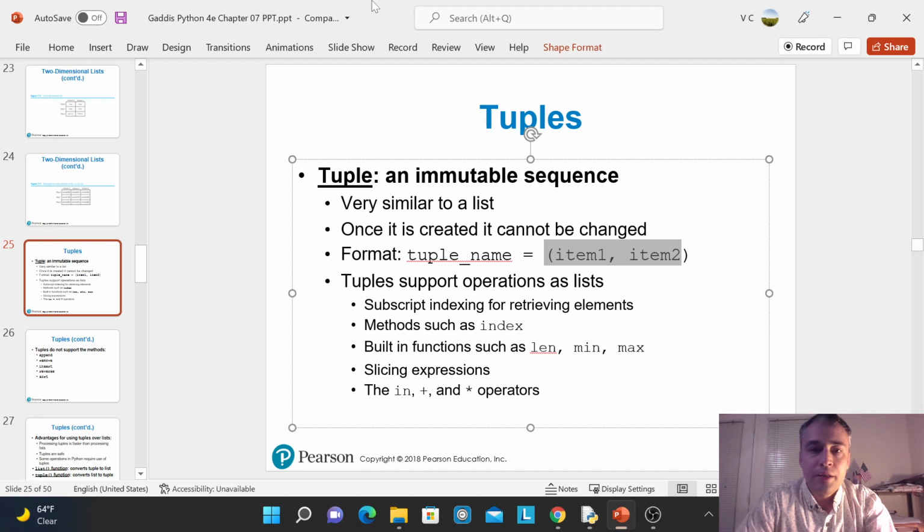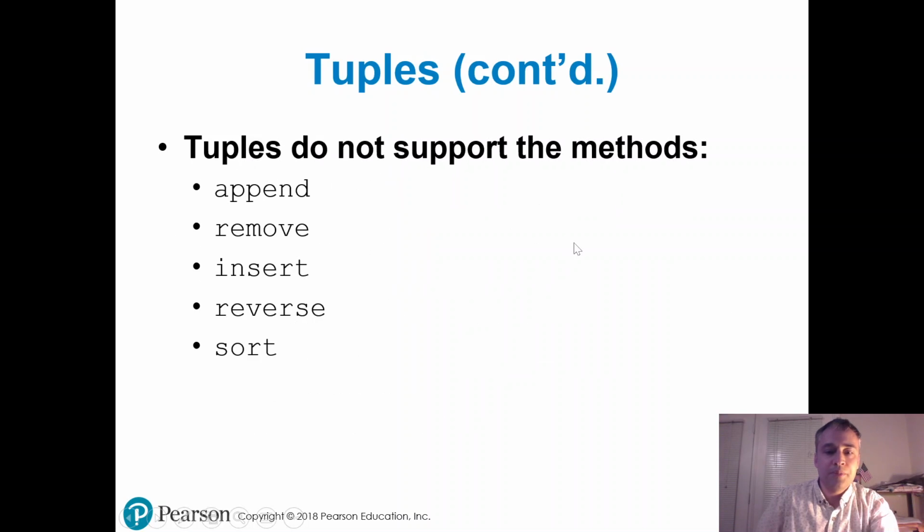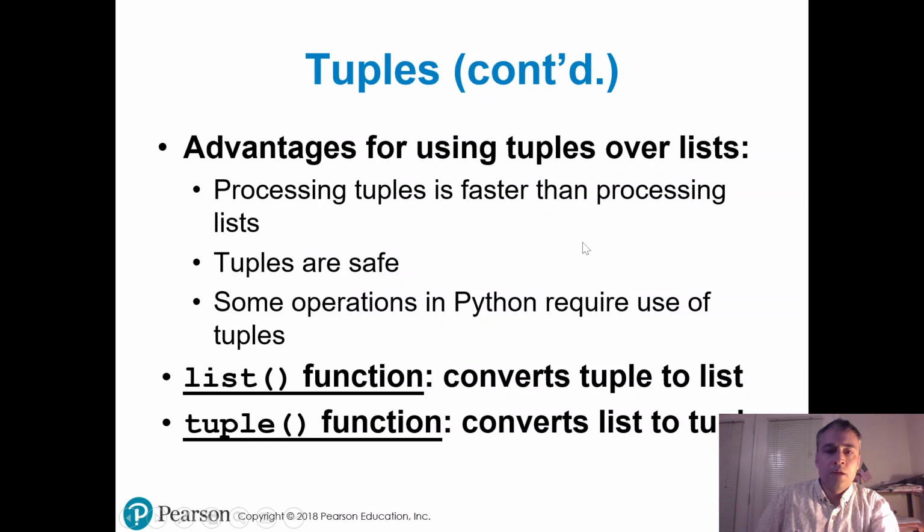Maybe we should look back at the video, at the slide about advantages and disadvantages. Maybe I forgot something. So faster than lists, safe in a way that you are not in danger of accidentally changing something in a tuple, and some operations in Python require tuple. You can convert list to tuple by feeding a list in, you can convert tuple to a list by feeding a tuple inside the list function, and the other way around with the tuple function.